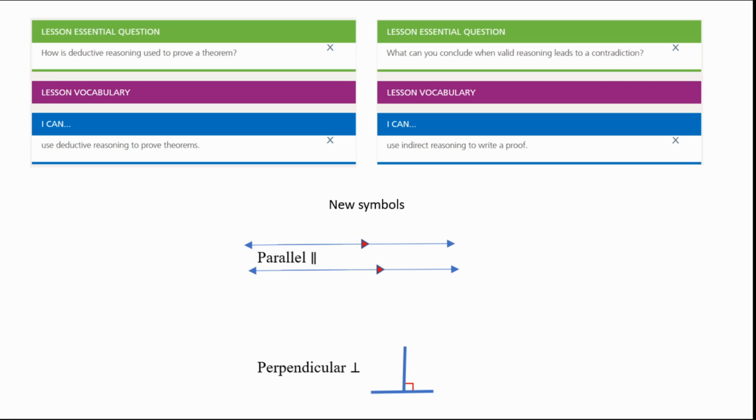What that is asking you is, what does it mean to create a proof by contradiction? Proof by contradiction and proof by counterexample are the two main proof methods we're going to use in this course. And at the end, you can say that you are able to use indirect reasoning to write a proof.